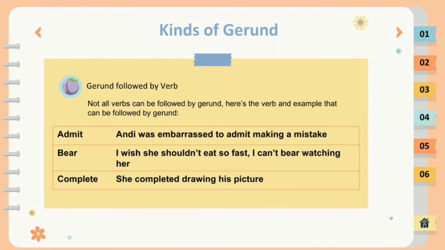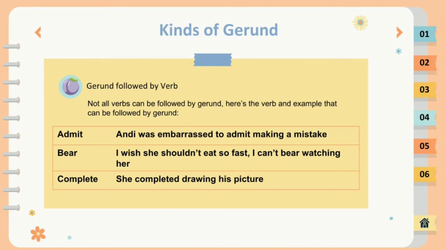The last kind of gerund is gerund followed by verb. By the way, not all verbs can be followed by gerund. And here are examples of verbs that can be followed by gerund. Sebenarnya banyak verb yang bisa diikuti oleh gerund, tapi di sini saya hanya mencontohkan 3. Yang pertama itu admit. "Andy was embarrassed to admit making a mistake." Admit, setelah admit ada gerund yaitu making.